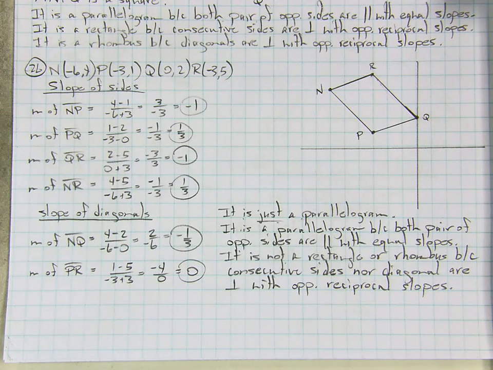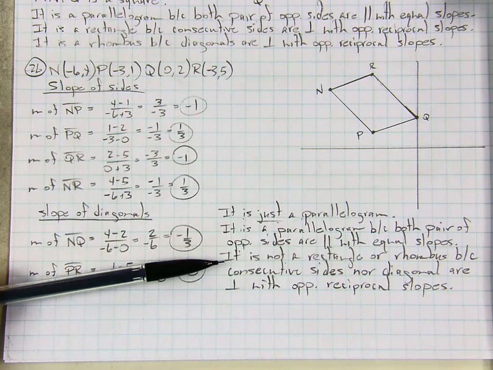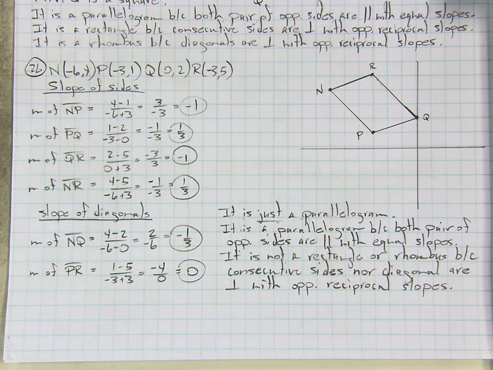And I did my statements here. It's a parallelogram because both pairs of opposite sides are parallel with equal slopes. It's not a rectangle or a rhombus. I put those in one step because neither consecutive sides nor diagonals are perpendicular with opposite reciprocal slopes. It probably would have been better if I'd separated rectangle and rhombus, so I'm doing it the same way every time. I still did the whole explanation, but showing you how to do it consistently will make it easier on you. You don't have to think about it. You can just know that you've got to make 3 statements about why it is a parallelogram, why it is not a rectangle, why it is not a rhombus. Okay. Next one, number 28.